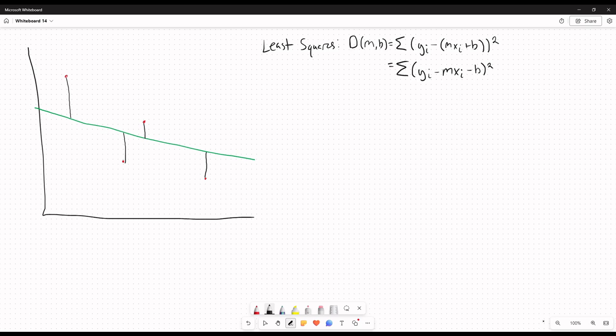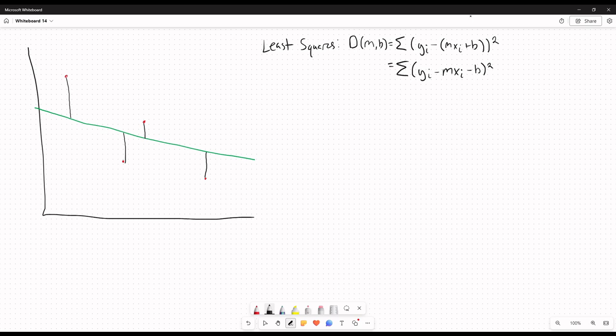And the formula for the sum of those squares is the sum over all our data points of (yi - (mxi + b))². That's the y-coordinate minus the predicted value, and then we square that for each one. So I've just distributed a negative sign here. And what we notice is that this is a function of only two variables.